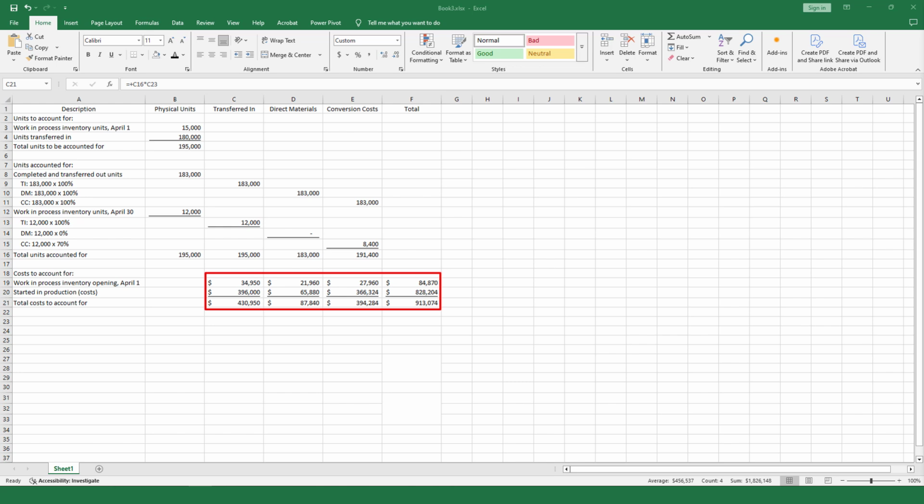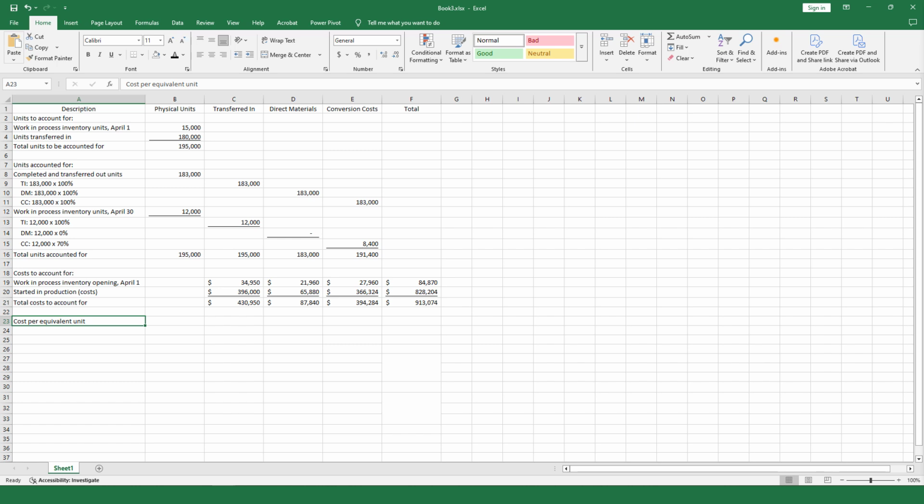$87,840. For column E, conversion costs, $27,960 plus $366,324 is equal to $394,284. Finally, total costs, $84,870 plus $828,204 is equal to $913,074. We now have to calculate the cost per equivalent unit for transferred in, direct materials, and conversion costs.